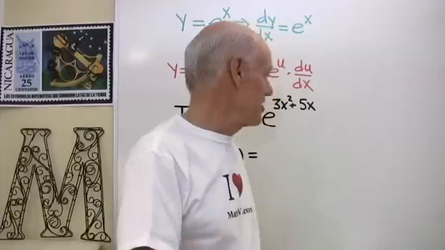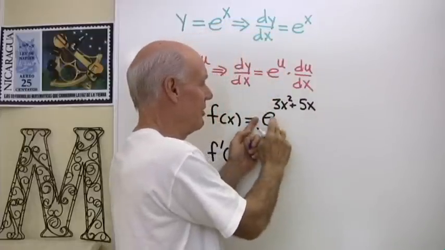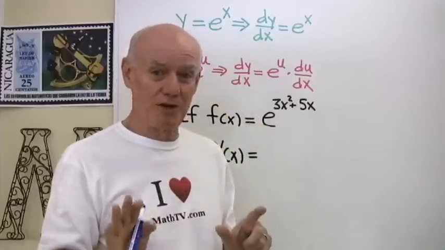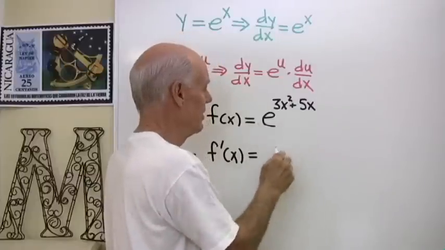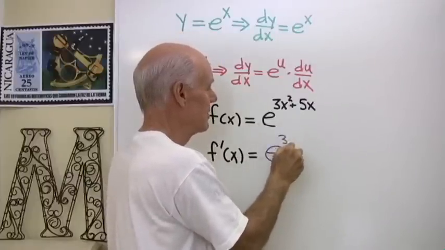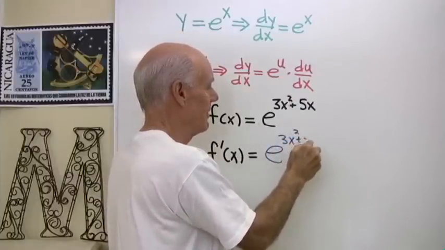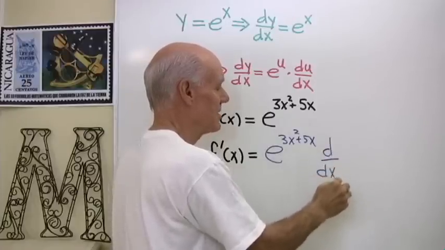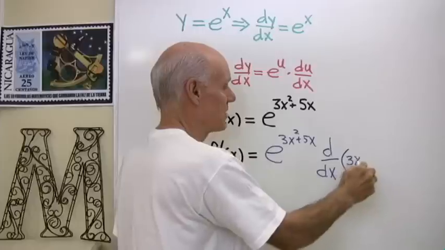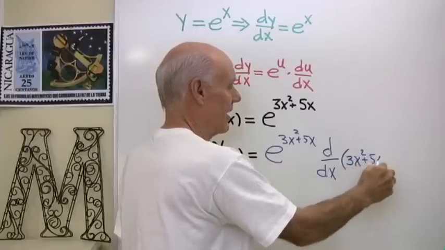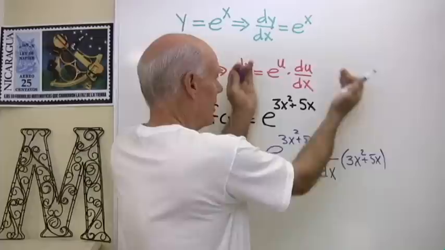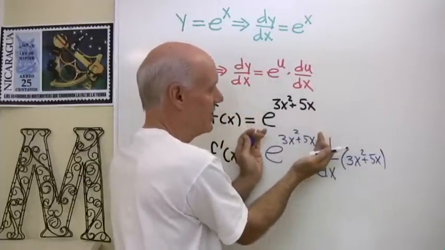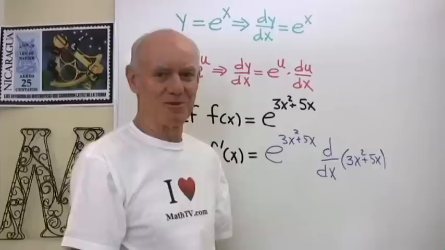So when I look at this expression that I have right here, it looks like e to the u. It has this form to it right here, so I want to differentiate by saying the derivative is e to the u, so e to the 3x squared plus 5x, times the derivative with respect to x of that exponent, 3x squared plus 5x. So here I'm applying this rule to this expression, e to the u. That derivative is e to the u times the derivative of u with respect to x.